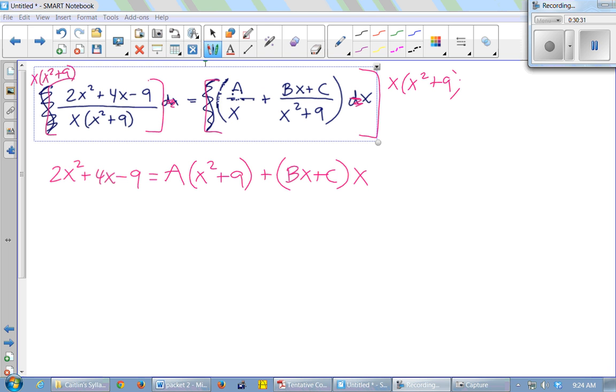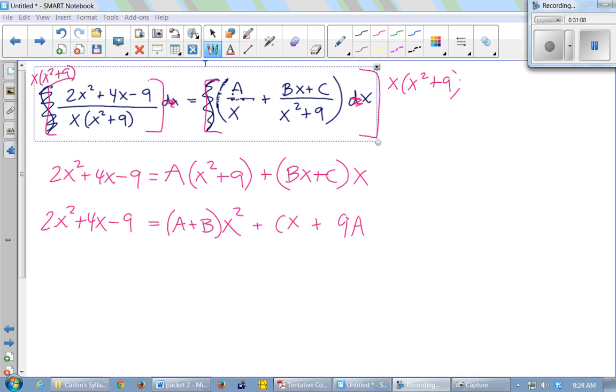Okay, so now I distribute everything and combine like terms on the right. So I'm going to have an ax squared plus a bx squared. So I have a plus b times x squared. And then 9a, that's going to be a constant, so I'm going to save that till the end. And I have a cx, that's going to be my only x term. And then my constant is going to be 9a, and that's my only constant term. So that should equal 2x squared plus 4x minus 9.